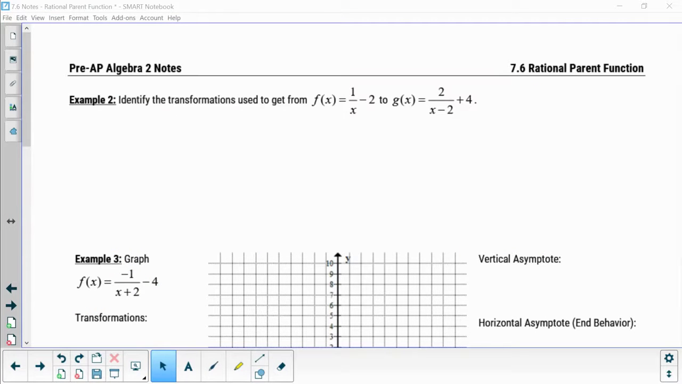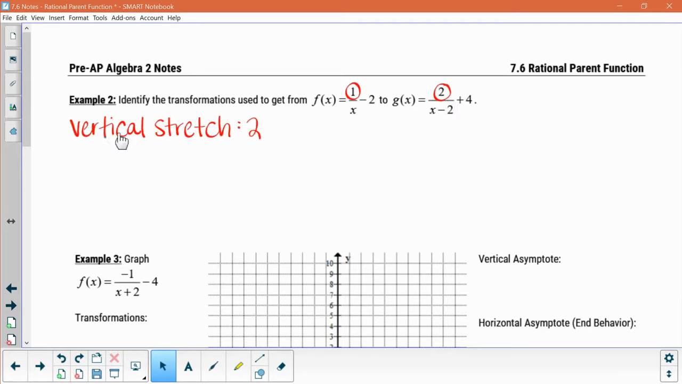Looking at example 2, we're identifying the transformation used to get from f of x to g of x. So first thing I notice is my numerator changed from a 1 to a 2. Well, that indicates that a vertical stretch of 2 occurred. I then notice my denominator changed from an x to an x minus 2, which means I went to the right 2.